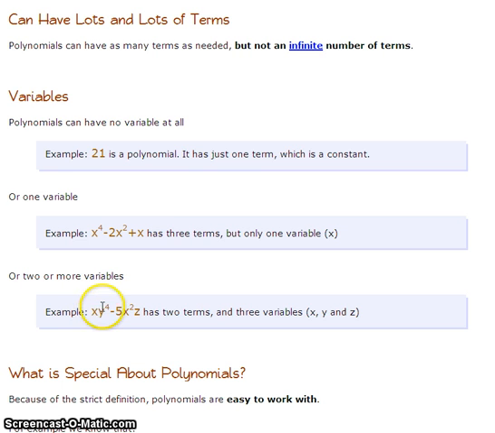the x and the y both have exponents. X has an understood 1 as its exponent, y has a 4, so you would add 1 plus 4, that makes 5. So the degree of this polynomial would be 5.